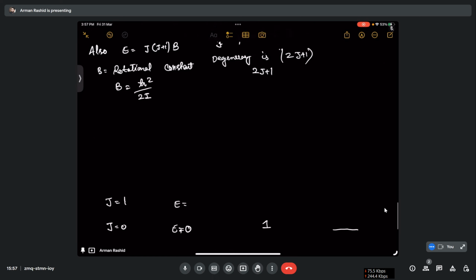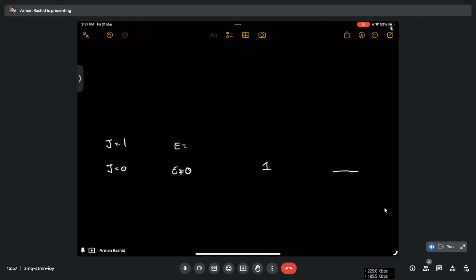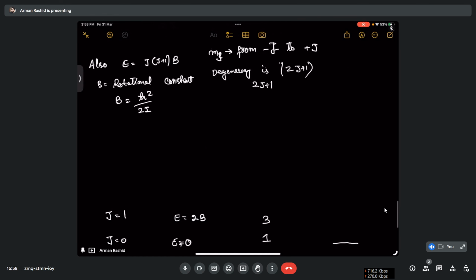So we got BJ(J+1). Now how much will be the energy in terms of B? It will be 2B. Then the degeneracy will be 2 times 1 plus 1, which is 3. Then we have j equal to 2. The energy will be 2 times 3, which is 6B, and the degeneracy will be 7.